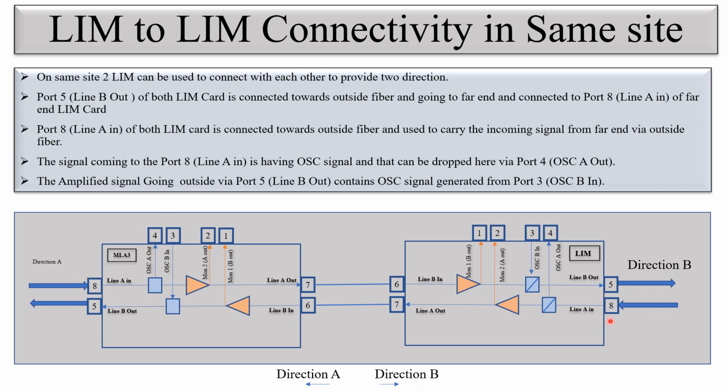This happens for the ports of the other amplifier, the other card, for the other direction. You can see here line A out is connected to line B in, and here line A out for the other amplifier is connected to line B in, port number 6. So these two amplifiers, these two cards which are used for two directions, are internally connected with these ports.